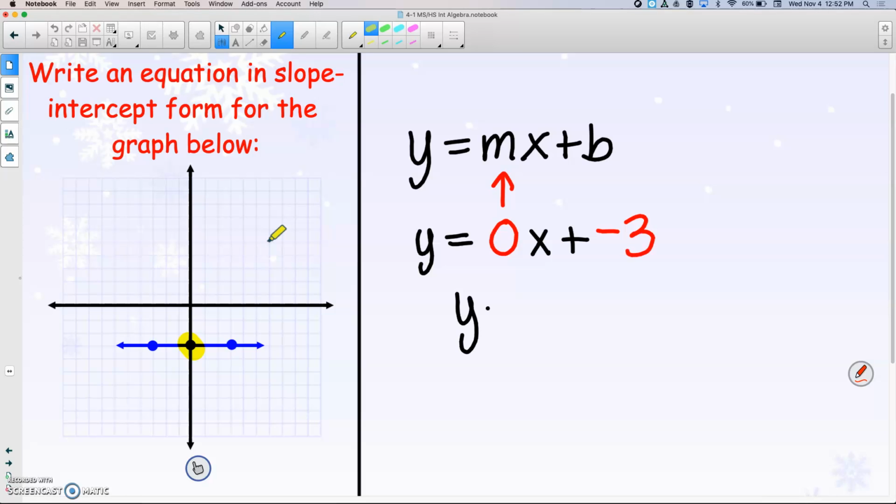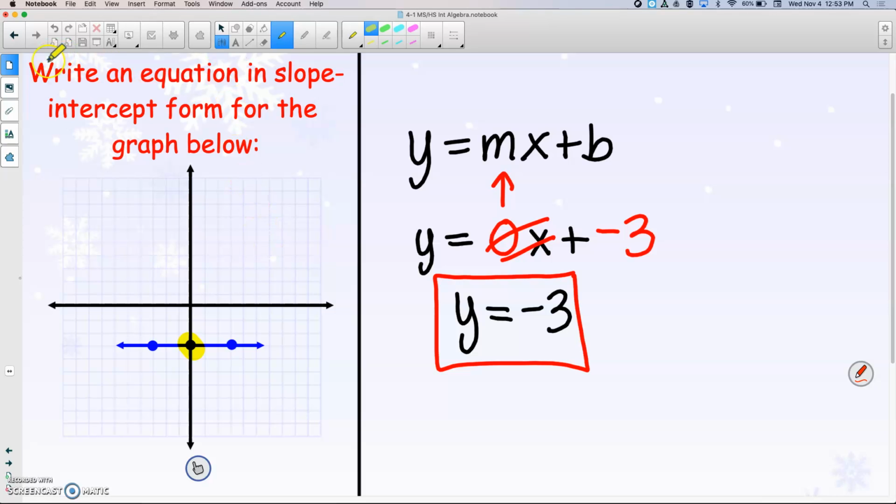So I'm going to clean this one up. So 0 times x is 0, so I'm not going to write that. And then the intercept is -3. So it's simply y equals -3. That's the best way to write an equation for that line. We don't want 2 signs in a row, so we don't want plus a -3. And when the slope is 0, you won't see an x in your equation at all.